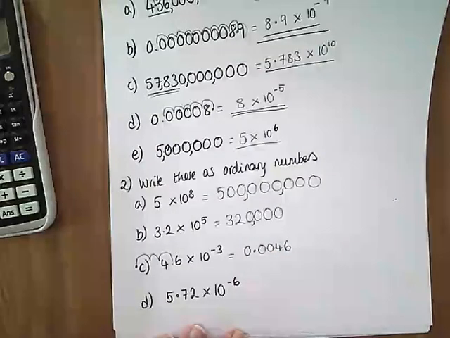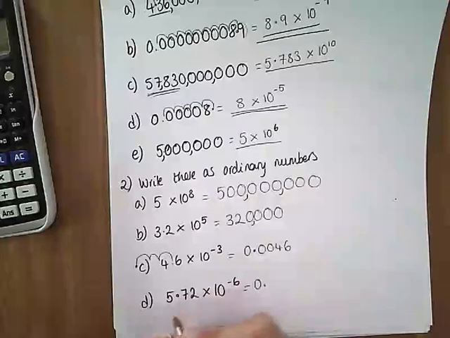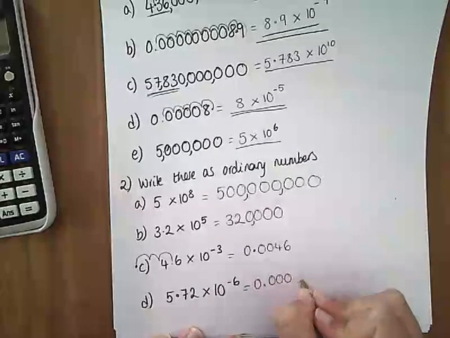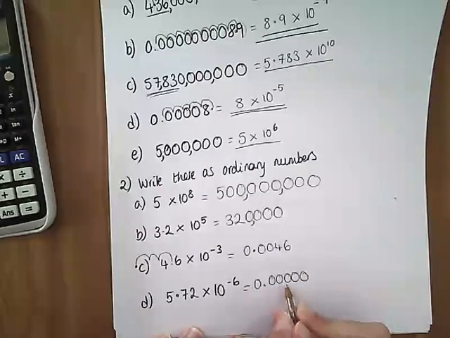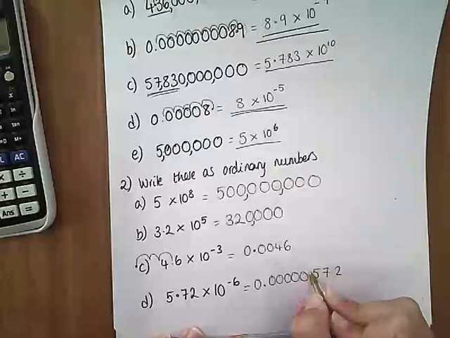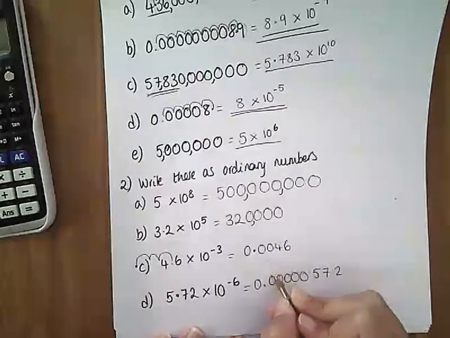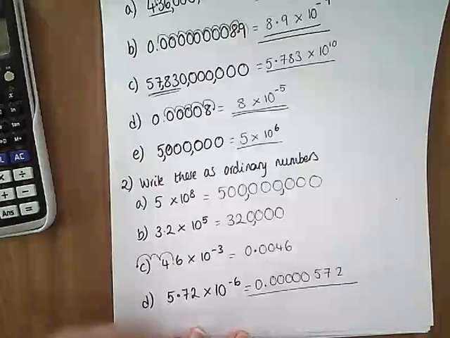Okay, 5.72, I need 1 hop to get out of the 5, and then there must be 5 remaining hops, so we must have 5 more zeros, 5, 7, 2. Let's check, here's my decimal point, 1, 2, 3, 4, 5, 6, lovely jubbly, 0.30572. Okay, hopefully that makes sense.